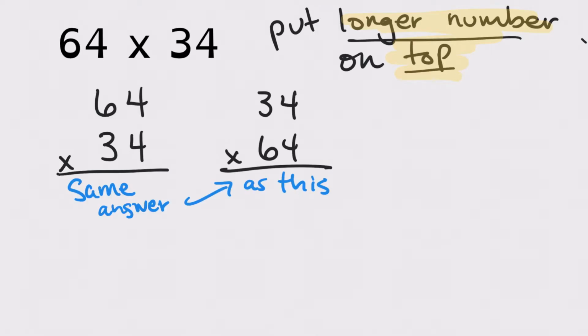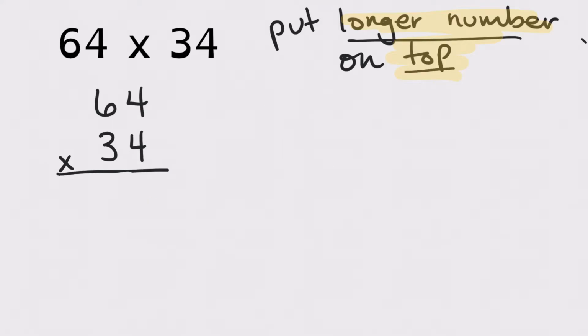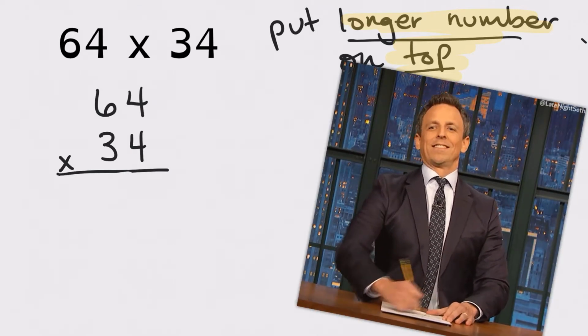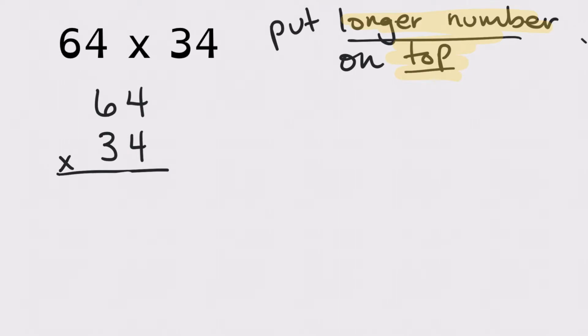But here, I'm going to use the one with the 64 on top. So make sure you have this one written on your paper, and we'll work it together. So pause the video if you need to write this down. Now, the first thing we're going to do here is we're going to pretend that this 3 doesn't exist. So it's a ghost. And we're going to do 64 times 4.